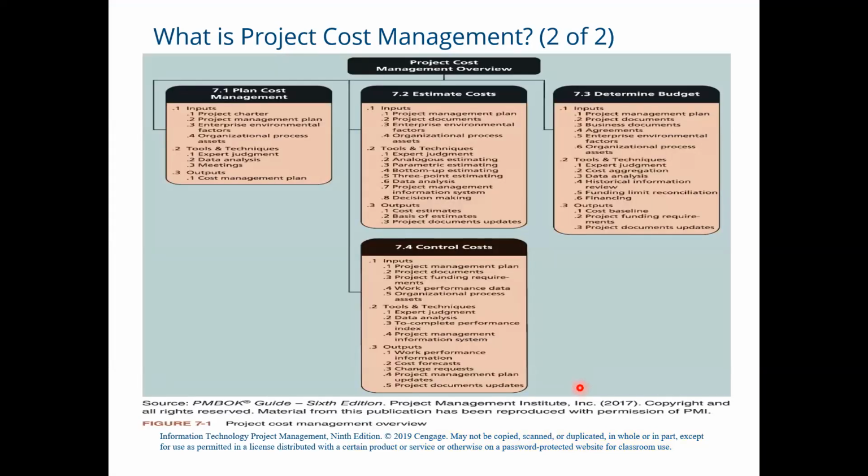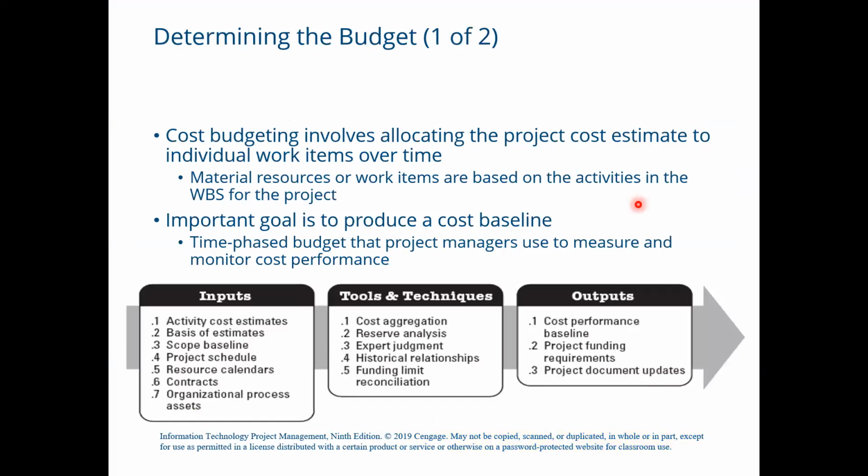Now, this slide shows the 4 processes with the required inputs, tools, techniques, and the outputs. In our previous discussions, we have finished with planning cost management and estimating costs. Today, our discussion starts from determining the budget part. So, determining the budget means that cost budgeting involves allocating the project cost estimate to individual work items over time.